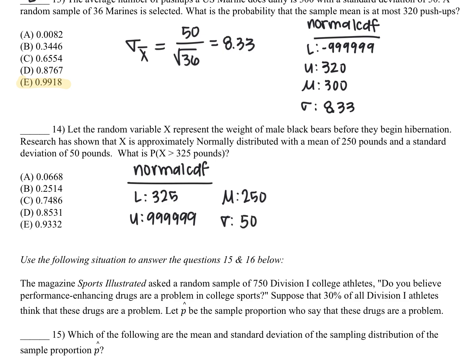So generally speaking, if you're going to decide, do I have to calculate my standard deviation or not? If I give you an n, you have to calculate standard deviation at some point. If you're not given a sample size n, you can use whatever you're given. So you get 0.0668, which is A.